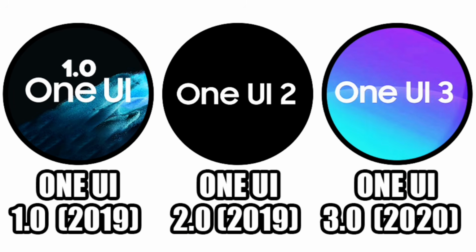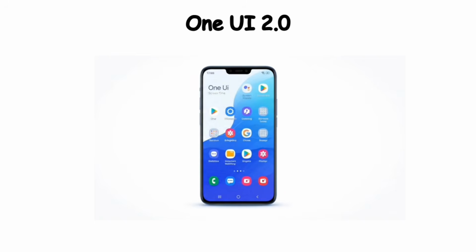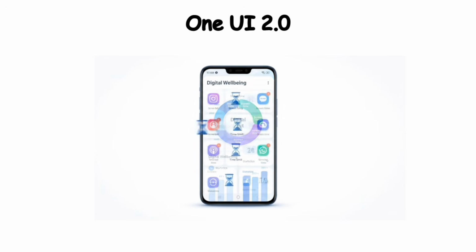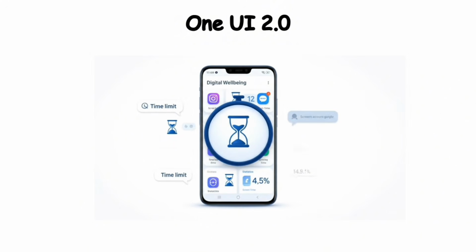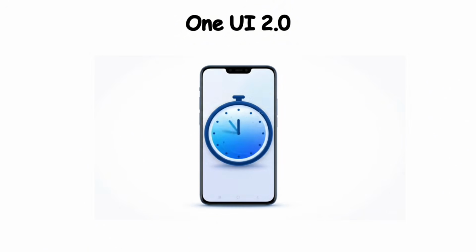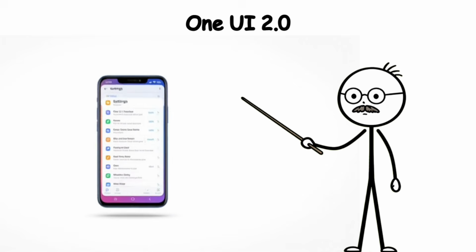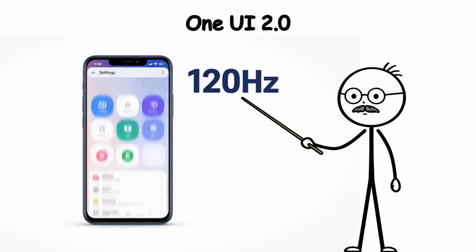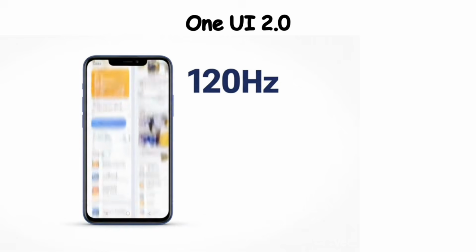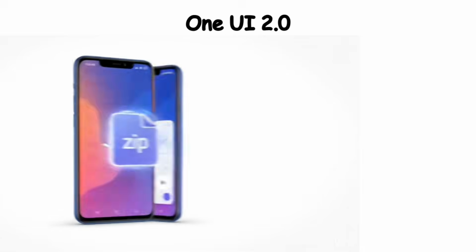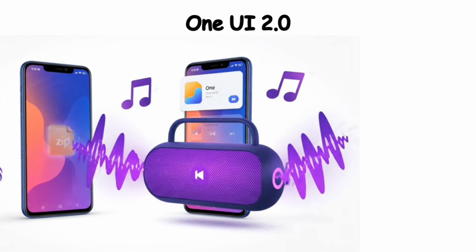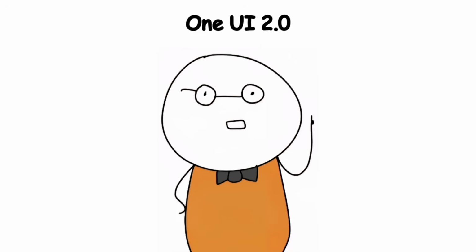One UI 2.0, 2019. Based on Android 10, refinements across everything the first version introduced. Digital Wellbeing arrived: screen time tracking, app usage stats, and time limits on specific apps. Settings became easier to navigate. One UI 2.1, released with the Galaxy S20, added 120Hz support, Quick Share for fast nearby file transfers, and Music Share for playing audio through a friend's Bluetooth speaker.